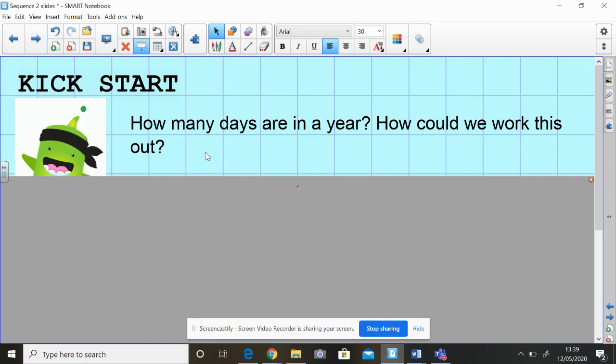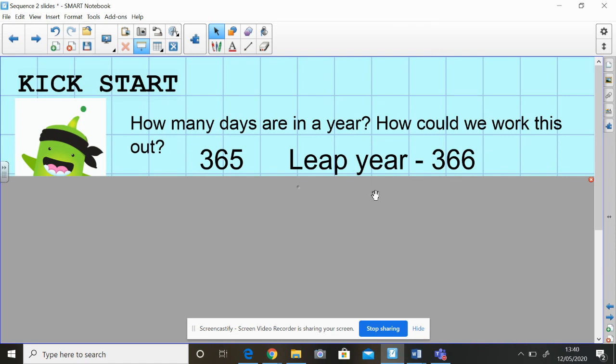And if you do that, in a full year, there are 365 days. However, when it's a leap year, there are how many? 366, because on a leap year, which is every 4 years, February has an extra day. So normally 365 days in a year, however, on a leap year, there are 366.